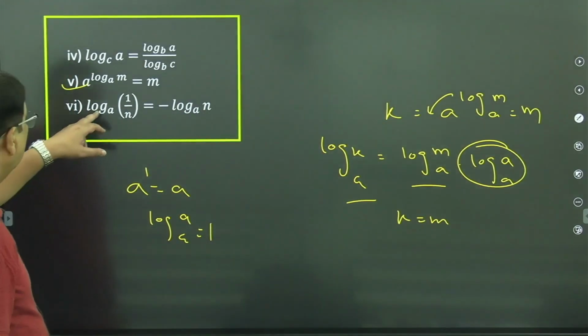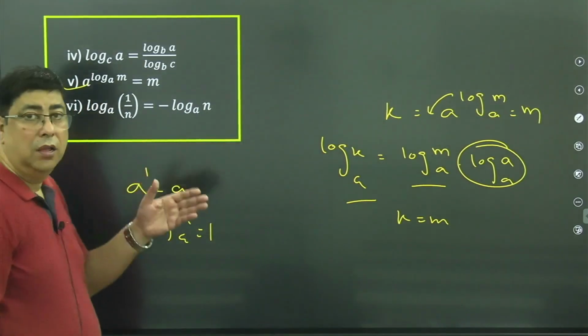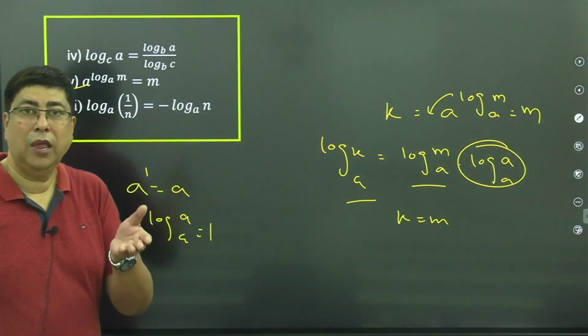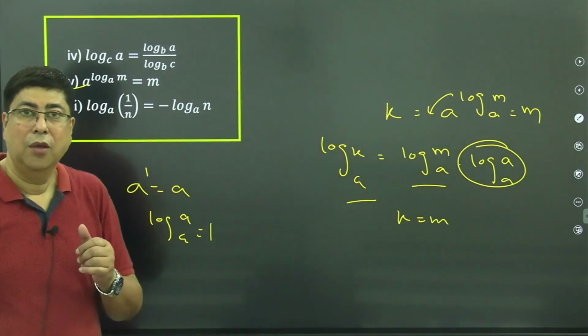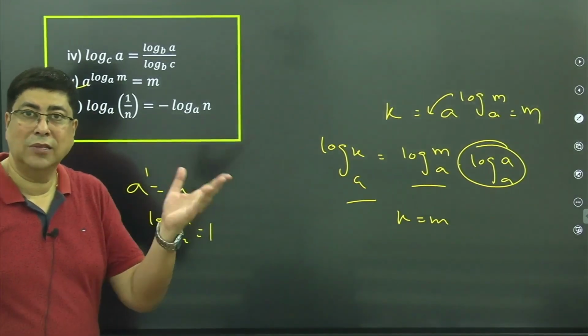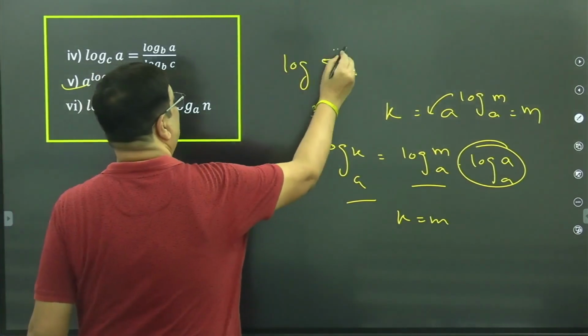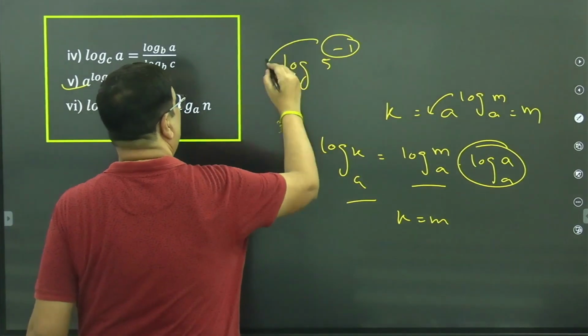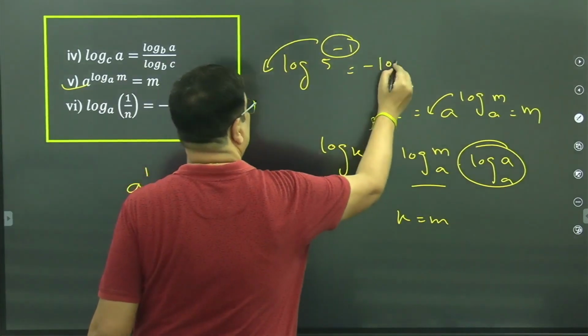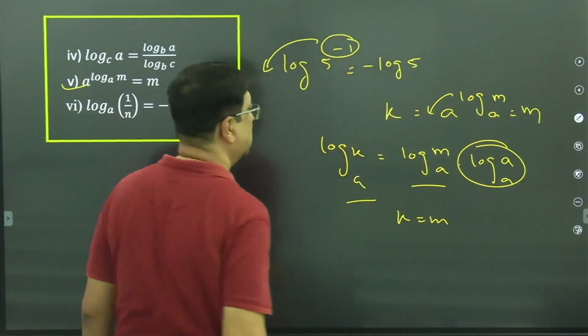Now log 1 by n. Log 1 by n, you can also write as log n to the power minus 1. So the minus comes outside. For example, log 5 to the power minus 1: whatever the power is, it comes outside, so minus log 5, like this.